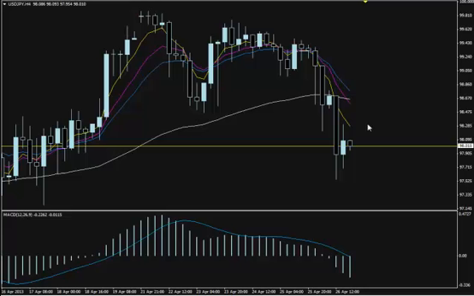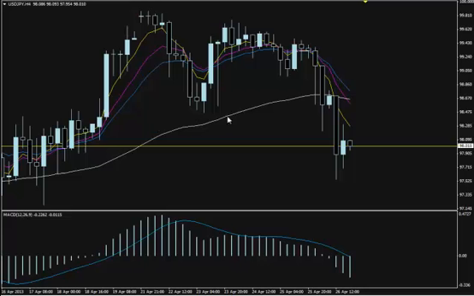Now, for this particular setup, I'm using the EMAs, the exponential moving averages, of 5, 10, 15, and 65 periods. The yellow one is the 5 EMA, the magenta one is the 10 EMA, the Dodger blue one is the 15 EMA, and the white one is the 65 EMA.